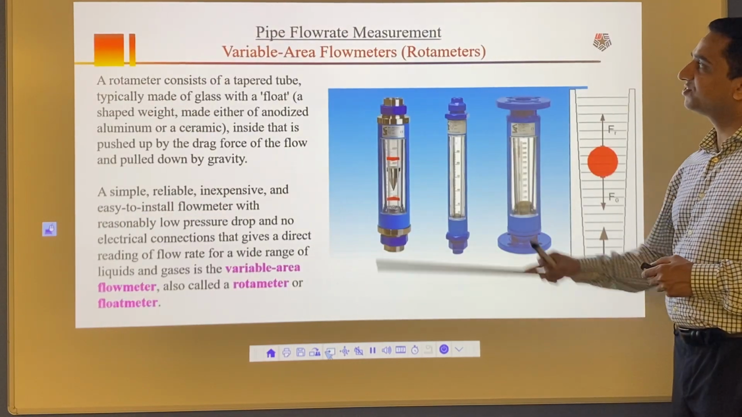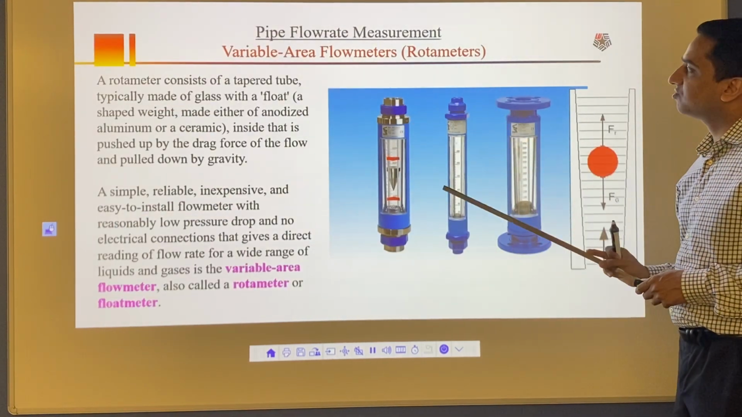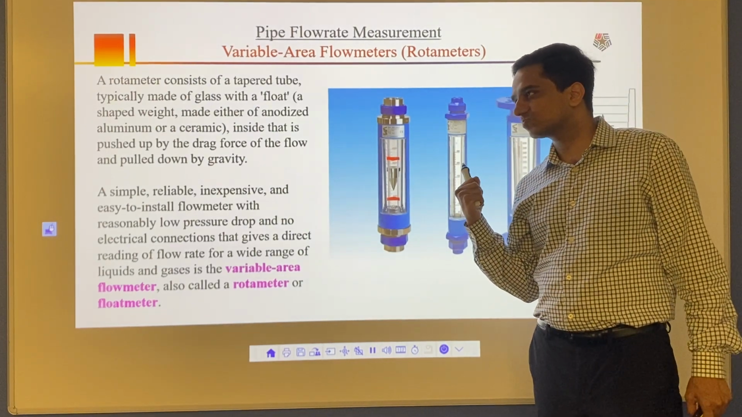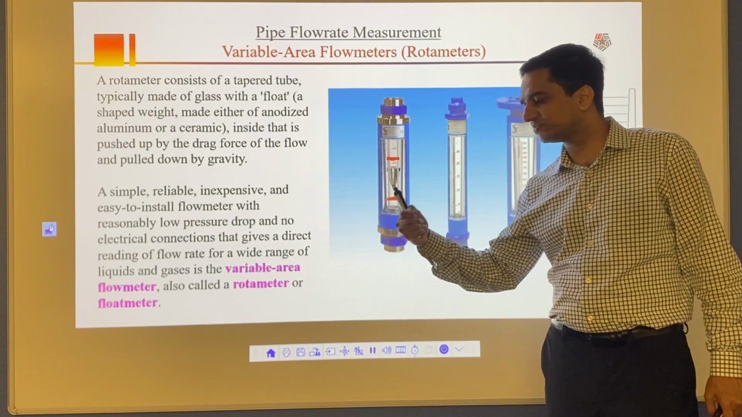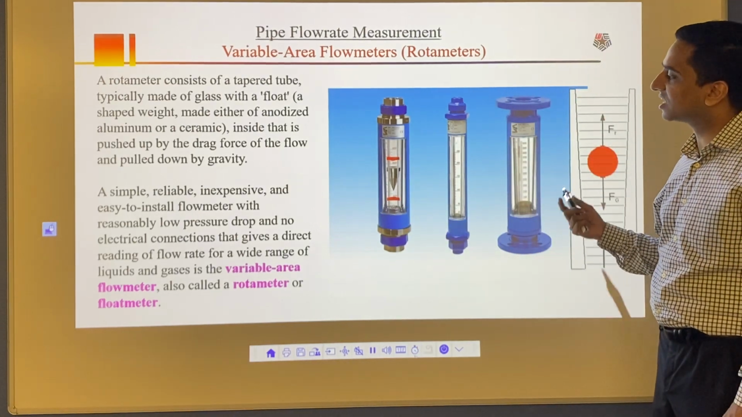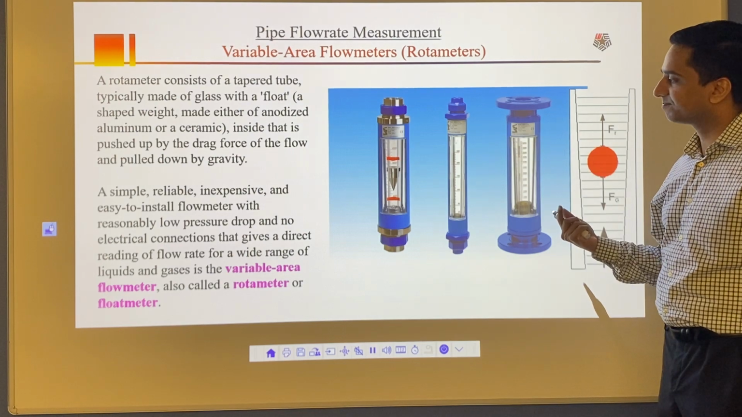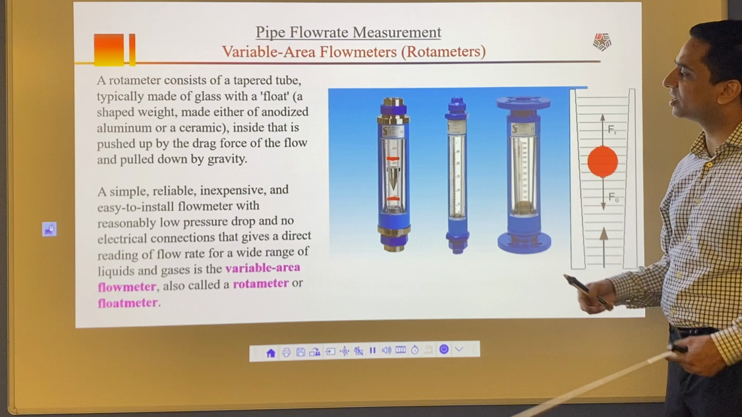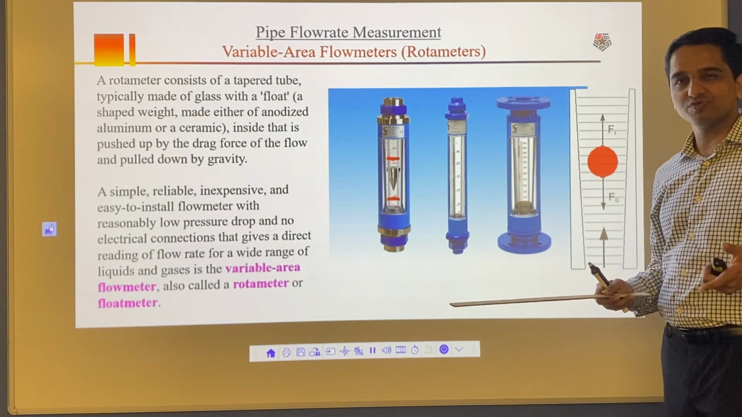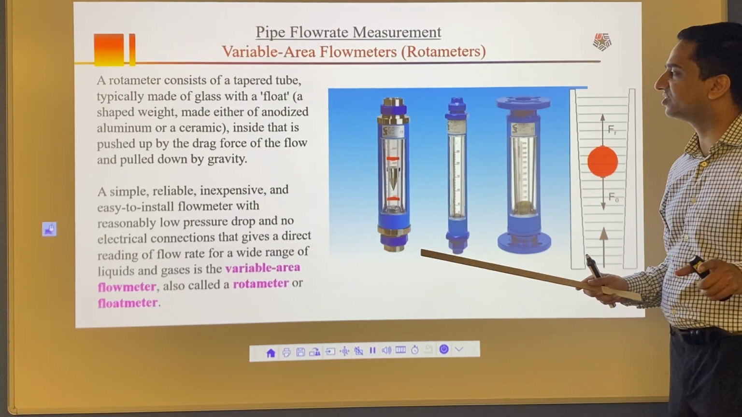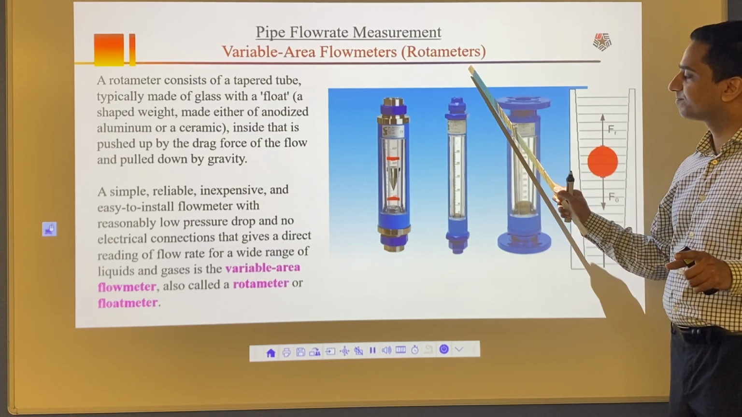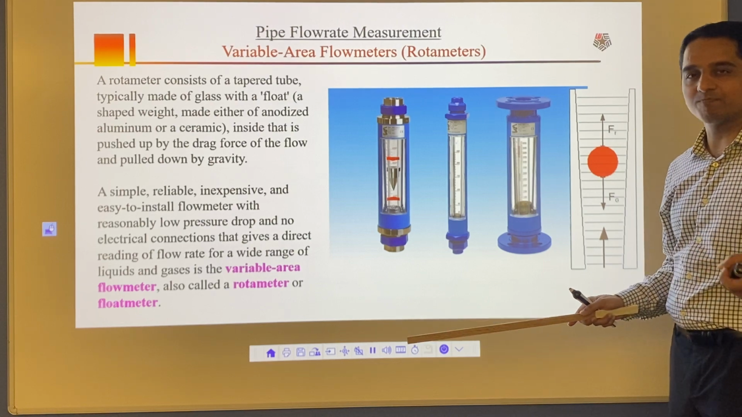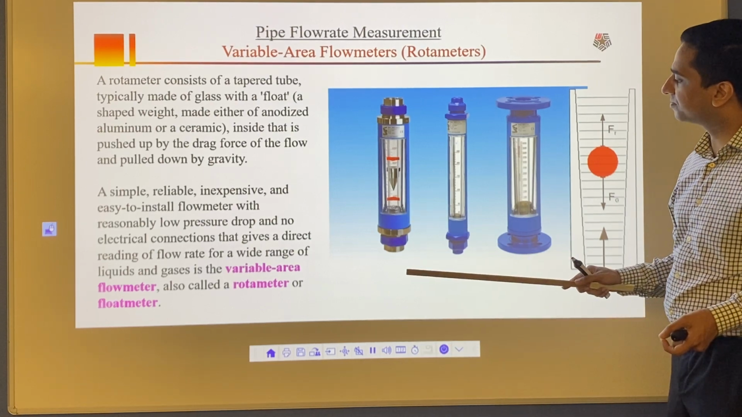Now the final part is pipe flow rate measurement, variable area flow meters, rotameter. So here, apart from your orifice meter or nozzle meter or Venturi meter, there are some other devices that are used to measure flow rate. Now I'm going to add some videos for this kind of flow rate device. So here we have one device. It is a very common device which is widely used in industry. We call it a rotameter. Now rotameter or variable area flow meters, they don't need electricity or any kind of power source to run this device.